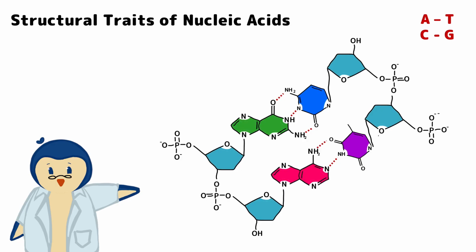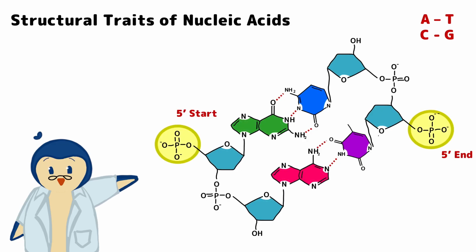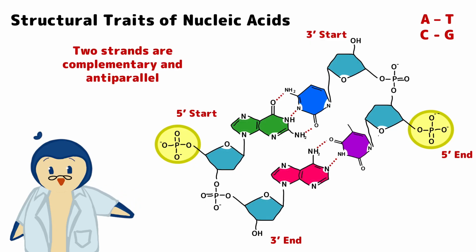Now, another characteristic is that one strand has the 5' start, meaning that the phosphate is attached to the 5th carbon on the ribose sugar, and the strands also have the 3' start and the 3' end. This means that they are anti-parallel to each other because they have different starts and different ends. So the 2 strands are complementary and anti-parallel, and for example in DNA we always know that adenine and thymine should be in equal quantities, and also the guanine and cytosine should be in equal quantities.